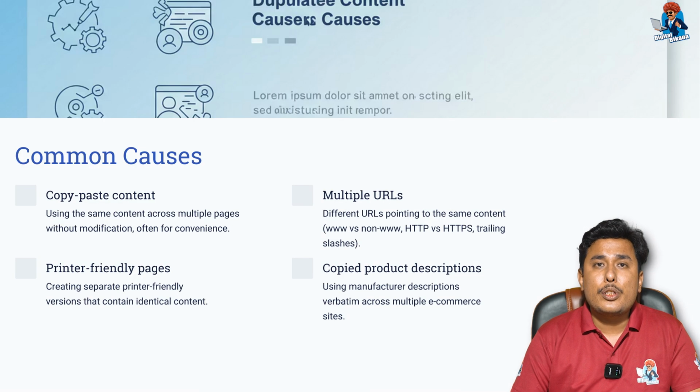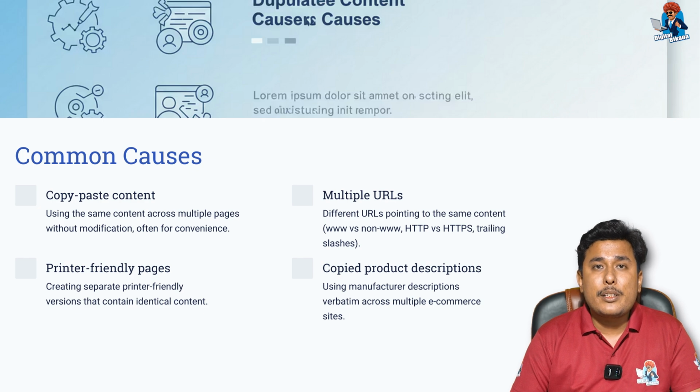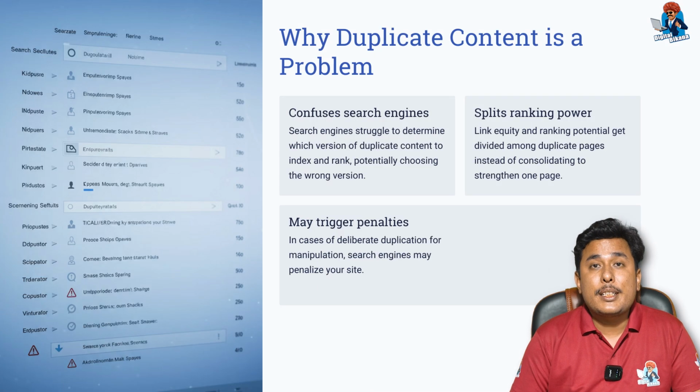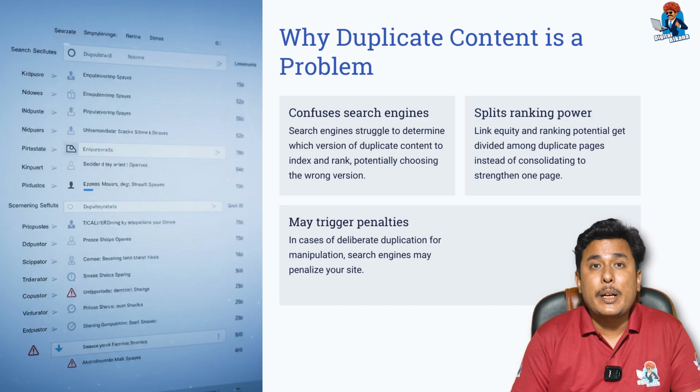Common causes include copy-paste from other websites, multiple URLs serving the same content, printer-friendly versions of pages, and product descriptions copied from manufacturers. Duplicate content confuses search engines, making it hard to decide which page is original. This can dilute ranking signals, split traffic, and even trigger search penalties.